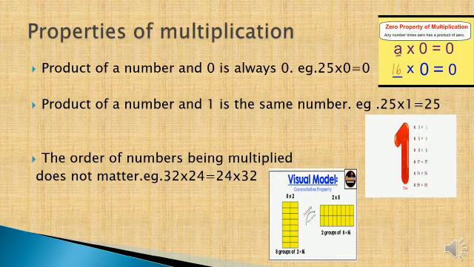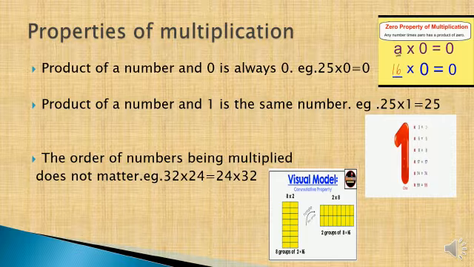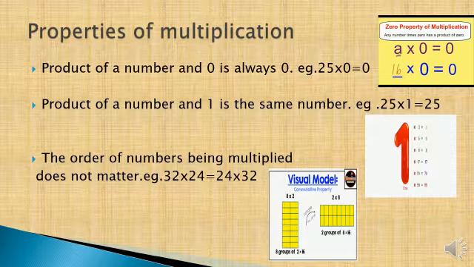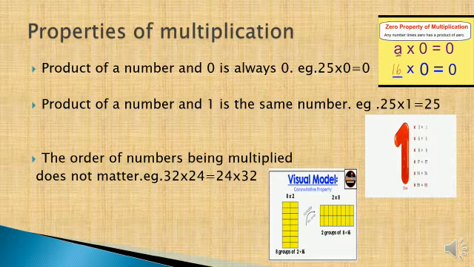What are the properties of multiplication? First property, product of a number and 0 is always 0. Example, 25 into 0 is 0. 0 into 25 is also 0. Second property, product of a number and 1 is the same number. 25 into 1 is 25. 1 into 25 is also 25.